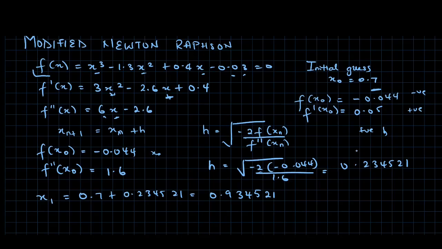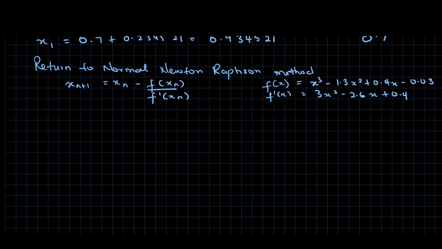You can see it's a lot closer than the jump we got earlier from our initial guess of 0.7. Now after we do this, we can go back to the normal Newton-Raphson formula. Remember what we got last time was x1. So now we're going to be at n equals 1, so x2 equals x1 minus f(x1) over f bar(x1).